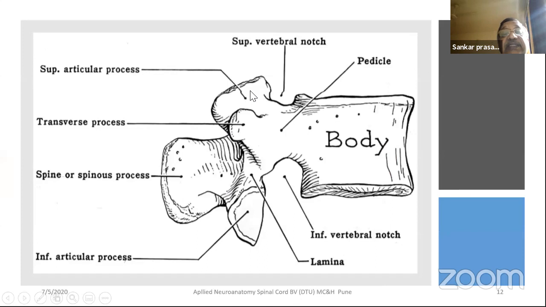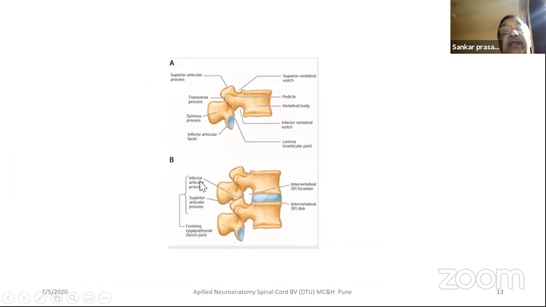problem. And you can see the superior articular process, the transverse process, the spinous process, and the inferior articular process, and the lamina here, and the inferior vertebral notch and superior vertebral notch, and the pedicle and the body of the vertebra. So in this vertebral column that very thin spinal cord lies, and this is the intervertebral disc, and this is the intervertebral foramen, and the disc can protrude into the spinal canal. In the axial section you can see, and that can cause problems.